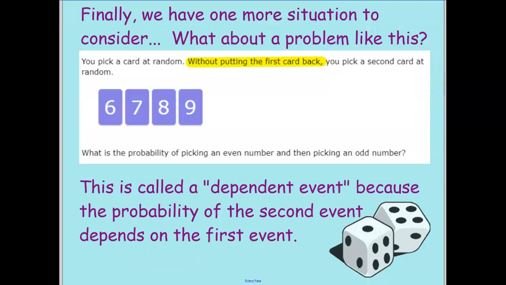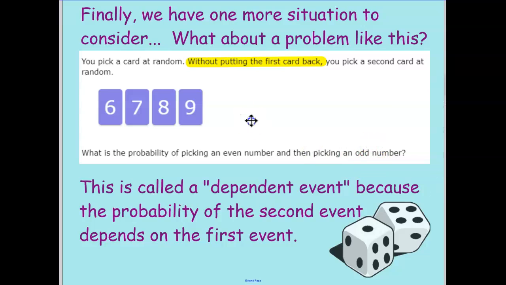Okay, one last situation talking about compound probability here. What about a problem like this? So I'm going to pick a card at random, and without putting the first card back, I'm going to pick a second card at random. Okay? So I'm not going to throw it back like I have on every other example so far today. I'm going to pick it, keep it, and then I'm going to reach in again. So we're going to look at the probability of getting an even number and then picking an odd number.